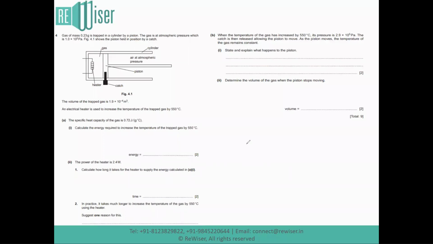Let's have a go at the next question. So here we have a question dealing with gases. Gas of mass 0.23 gram is trapped in a cylinder by a piston. So we have the mass presented in grams as m is equal to 0.23 gram. The gas is at atmospheric pressure, which means the initial pressure P1 of the gas is 1 into 10 power 5 Pascal.